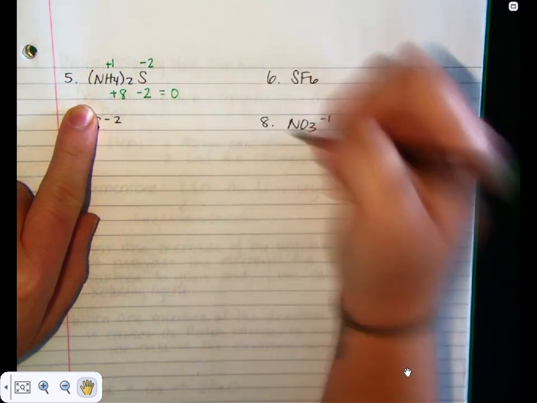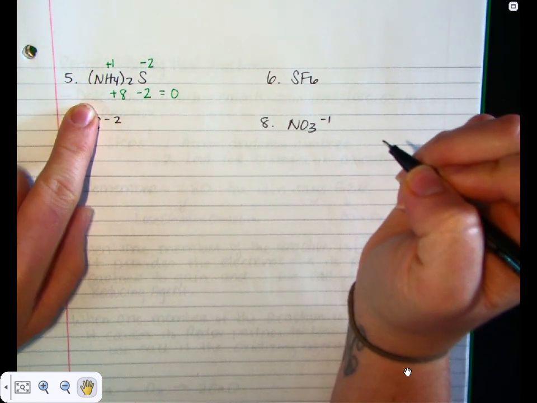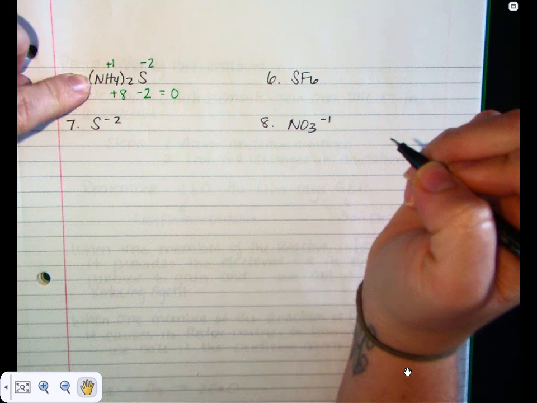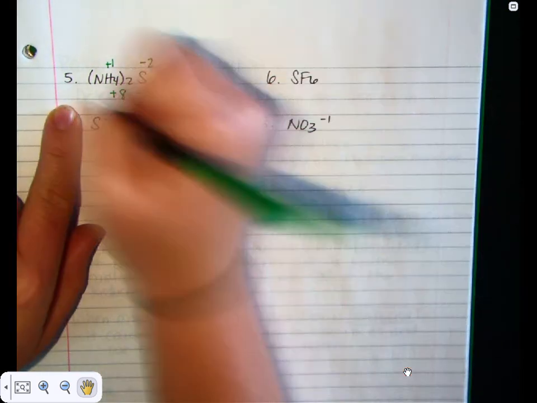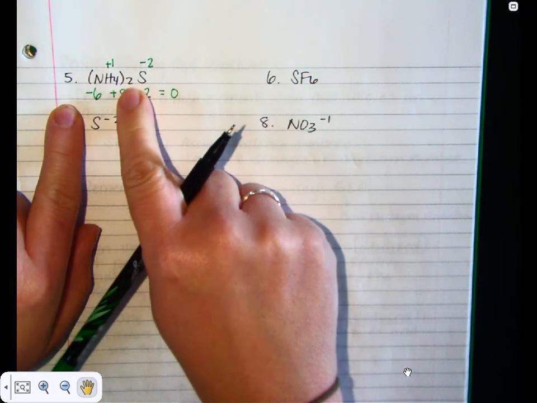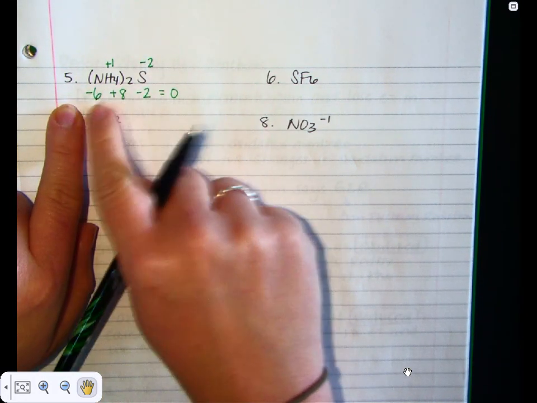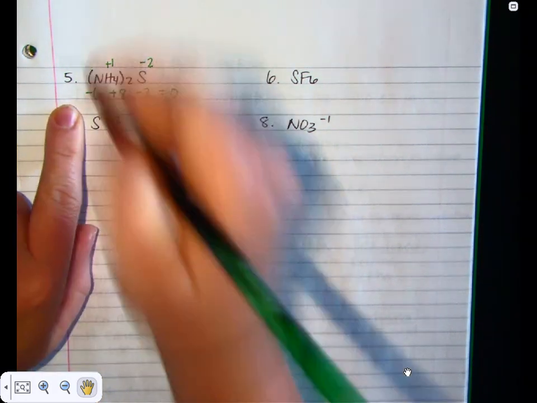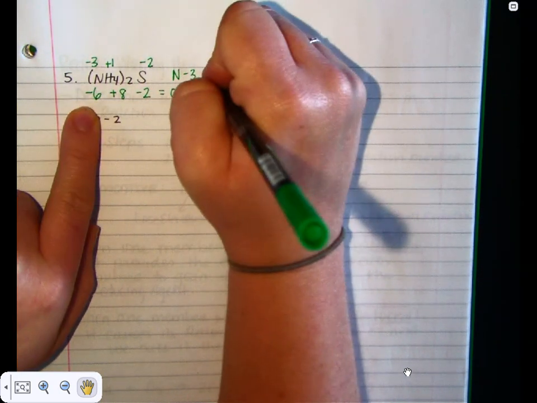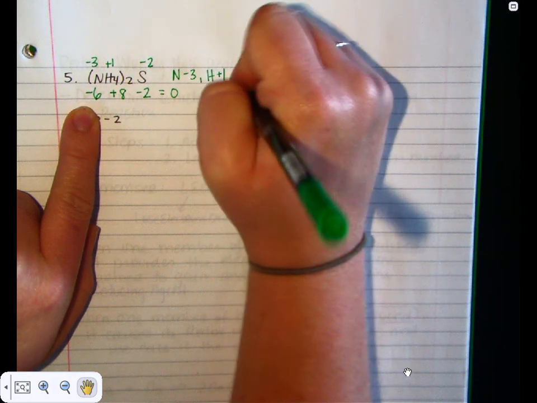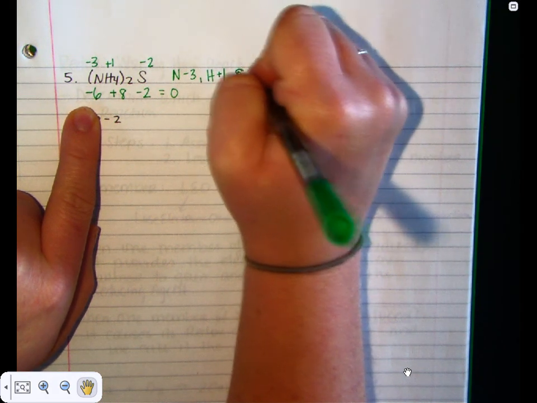So in order for this to have an overall charge of 0, what does my nitrogen have to be? Well, right now I'm sitting at +6. So this is going to have to be a total of -6. But what you have to remember is that there's 2 nitrogens. So if it's overall -6 and there's 2 of them, this has to be -3. So N -3, H +1, S -2.